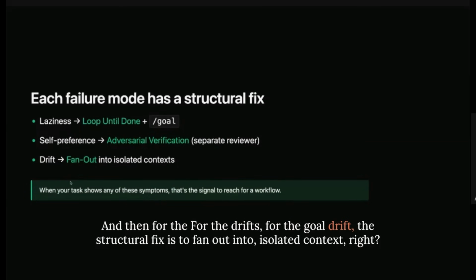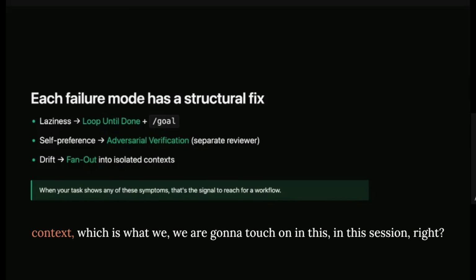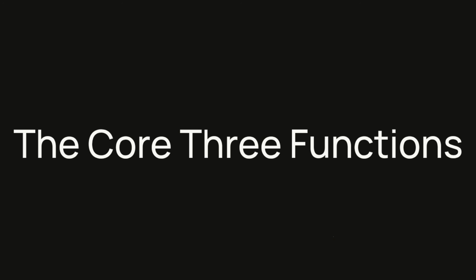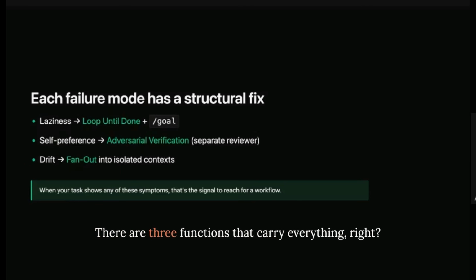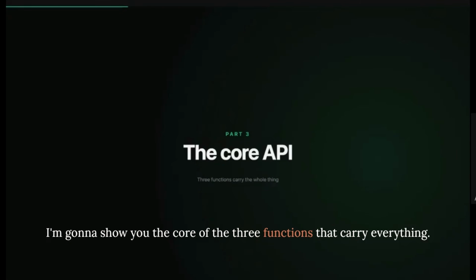And then for the goal drift, the structural fix is to fan out into isolated context, right? So basically, what you notice is when you have long tasks that wander from the original constraint, just fan out and get an isolated context, which is what we are going to touch on in this session. So these are the three functions that carry the whole thing. There are three functions that carry everything, right? I'm going to show you the core of the three functions that carry everything.